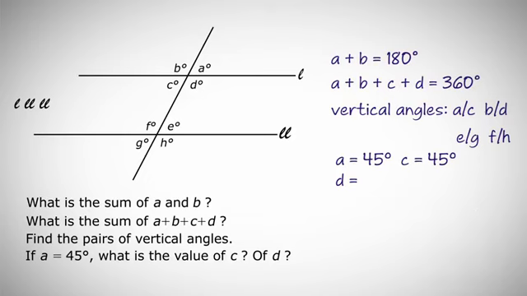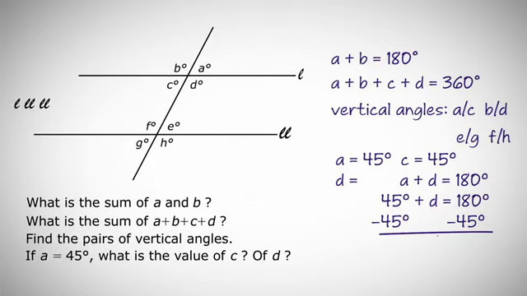Angle D is adjacent to angle A. So what we know about those two angles is that their sum will add up to 180 degrees. In order to determine D, we need to take 180 and subtract 45 degrees, giving us a result of 135 degrees.